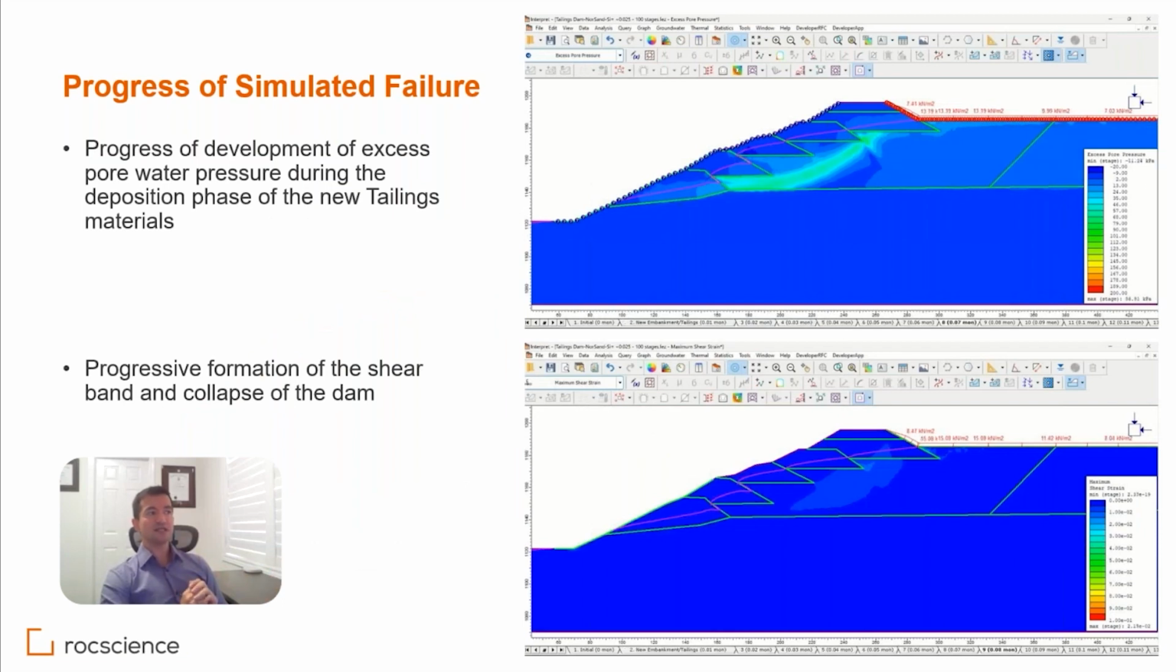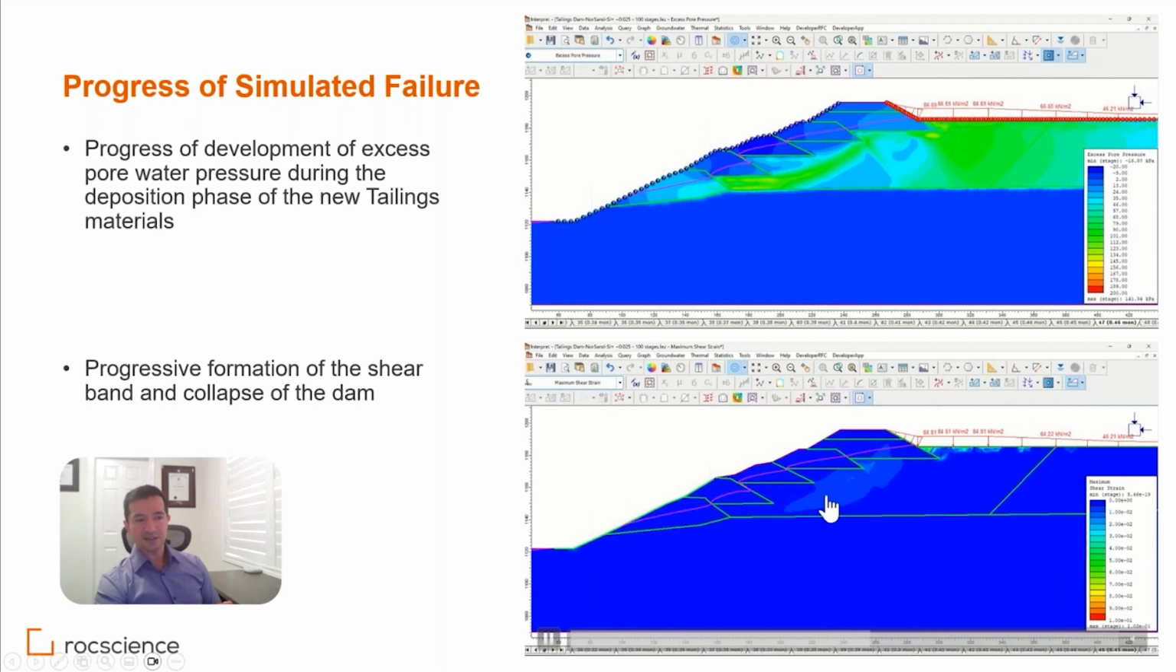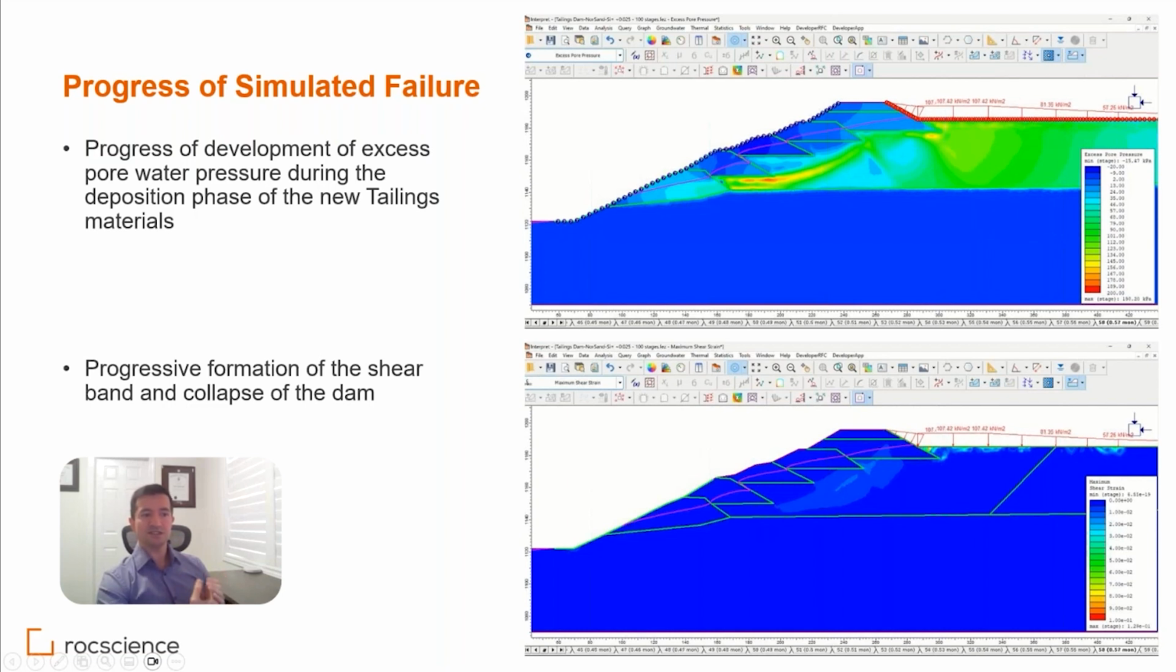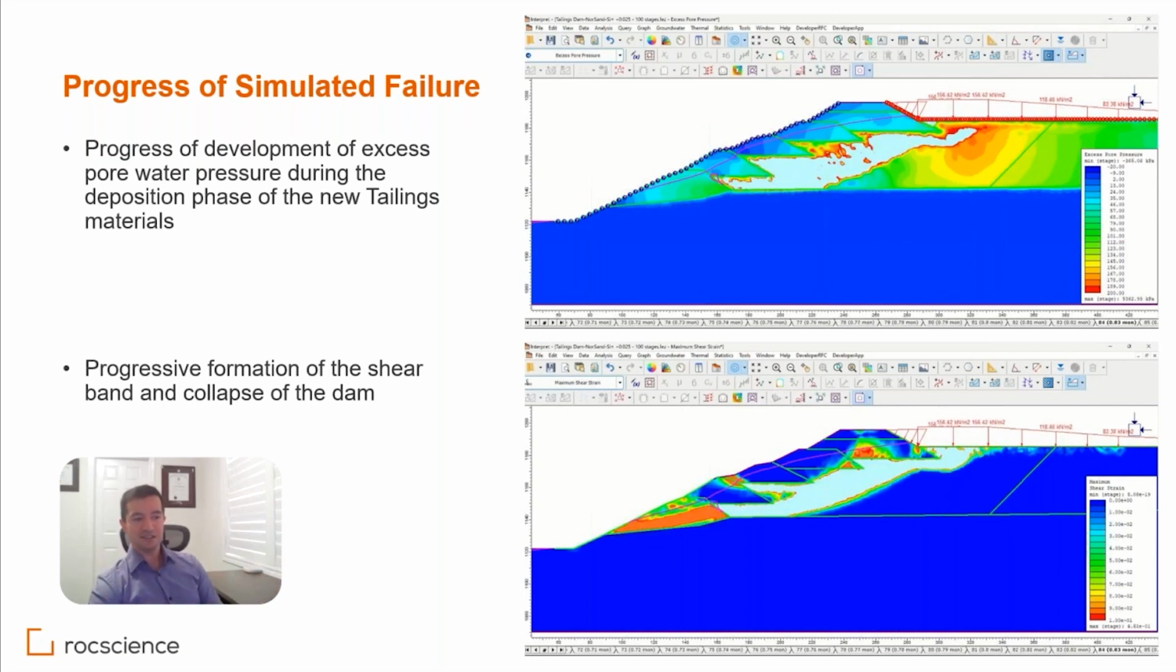So at the top, you are looking at the development of excess pore water pressure during the stages when the embankment is coming in. At the bottom, you see the progressive formation of the shear band and the collapse of the dam. At the top, you can see excess pore water pressure increasing gradually, close to 90 at the moment here. Nothing is happening there yet. Gradually you can see the shear band forming. Close to 80% of the load applied, all of a sudden you have that shear band forming and you have instability in the dam.